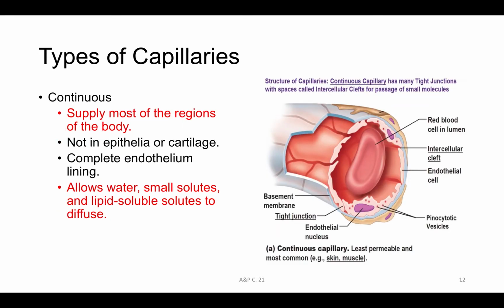And we discussed the different types of capillaries. Remember, capillaries are exchange vessels. And so capillaries can be continuous, which supply most of the regions of the body with blood. They're continuous because they have a complete endothelial lining, which allows water and solutes to diffuse.